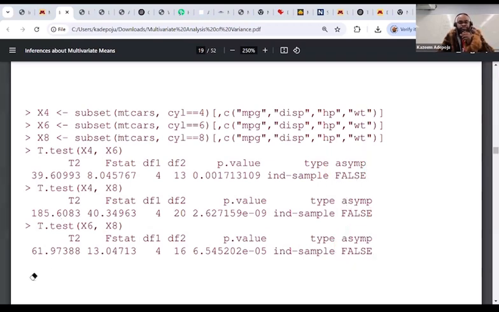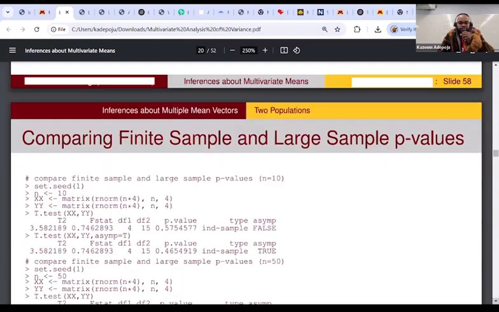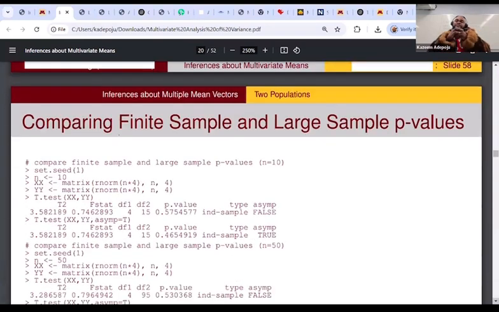Okay. Now, I think I've shown you how to conduct the test, the multivariate version of the independent two-sample t-test.